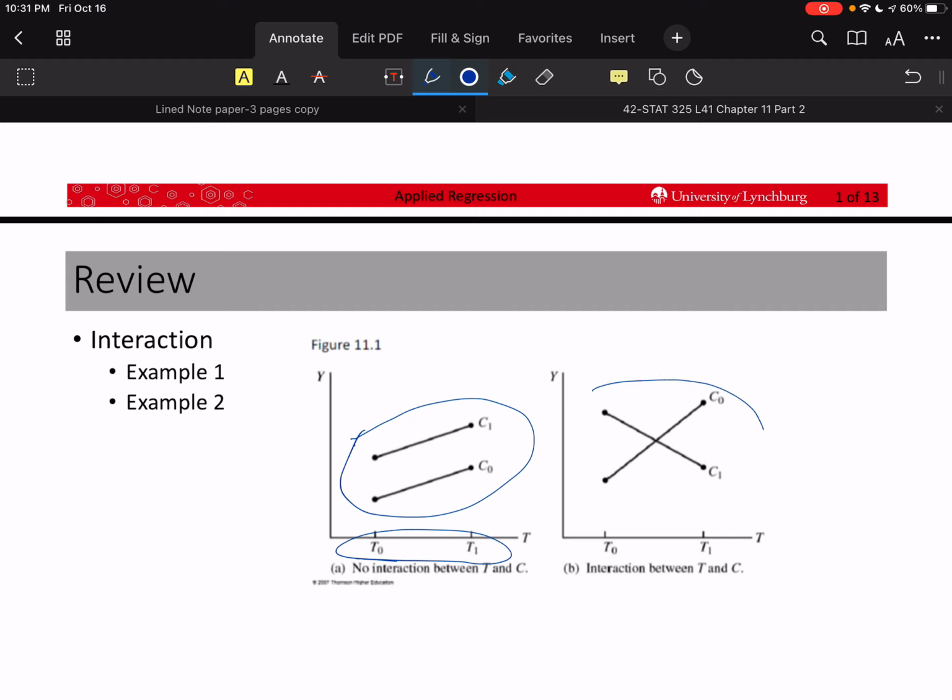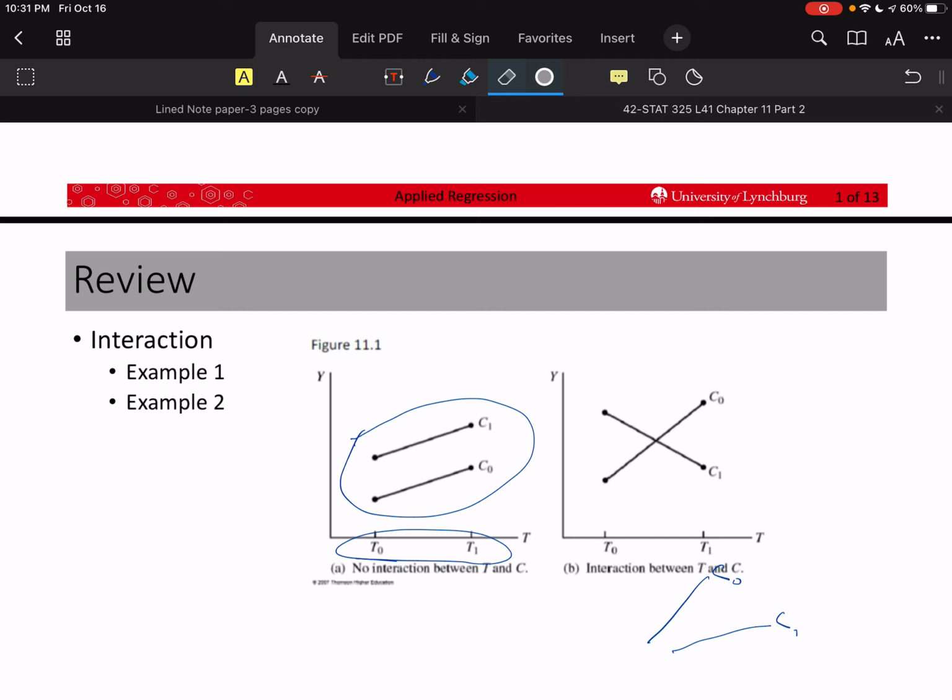In this case, we not only have lines that cross, but we have slopes that are in different directions, and that is certainly a strong case of interaction. That's an extreme case, really. So when we have interaction, regardless of whether the lines cross or not, if they're not parallel, that is still interaction. The rates of increase for one level, say this is C0 and this is C1, are different.